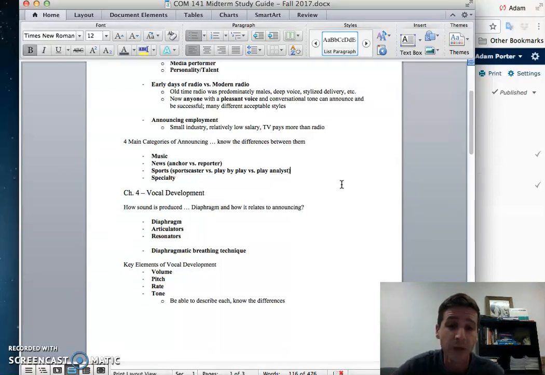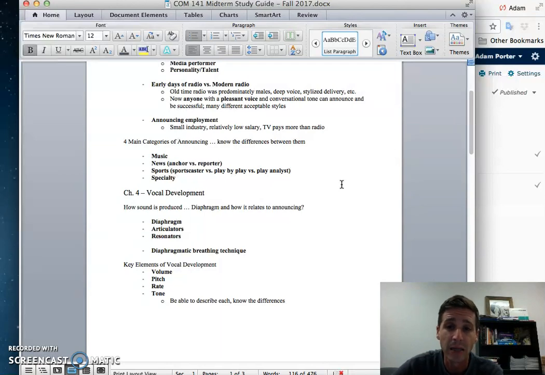That could be on a nightly newscast, or it could be on a specialty program on cable, such as SportsCenter. While play-by-play announcers and play analysts are the ones doing the live sports broadcast from the game. And so the play-by-play announcer is the lead announcer of a live sporting event. They're the one calling the plays as they happen. They're generally the first one you hear when you come back from break, so on and so forth.